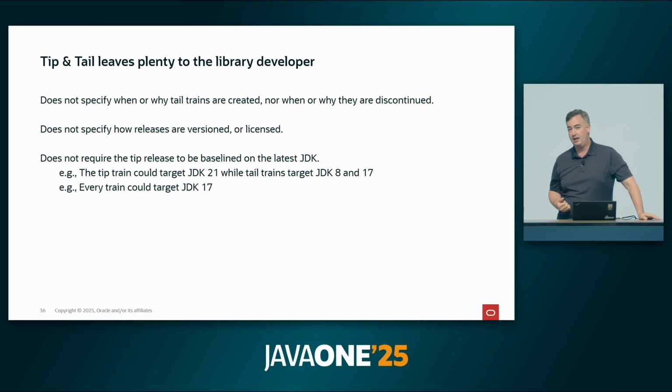Or a library could say that every train is going to target JDK 17, if that's what's best for that library's users. So there are plenty of discussions for library development teams to have to adopt tip and tail, and we say nothing about concrete practices, versioning in particular, that might hold up that adoption.